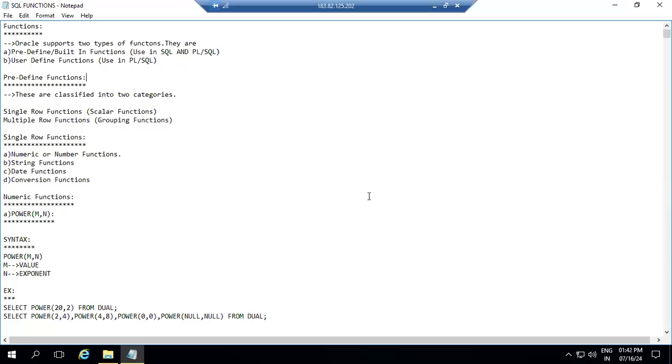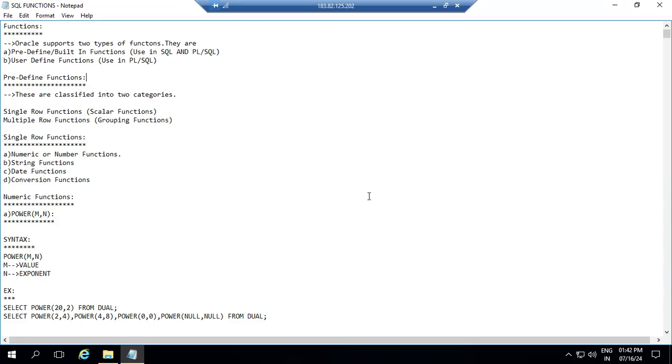Okay, thank you. Today we'll discuss SQL functions. Yesterday we were discussing the set operators. What are the set operators we came across? Union, union all, intersect, minus. These are the set operators.